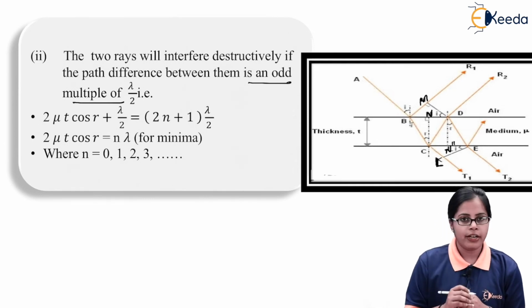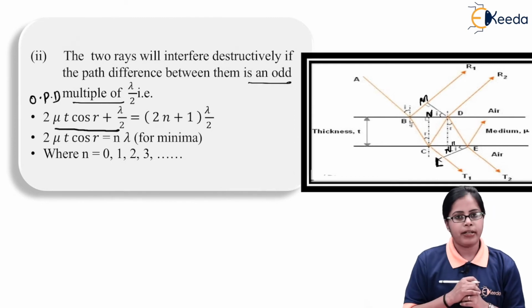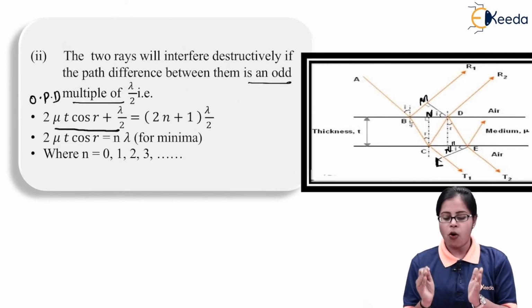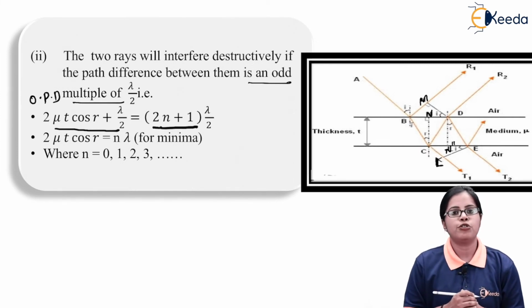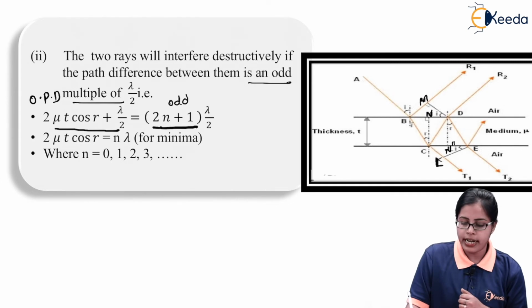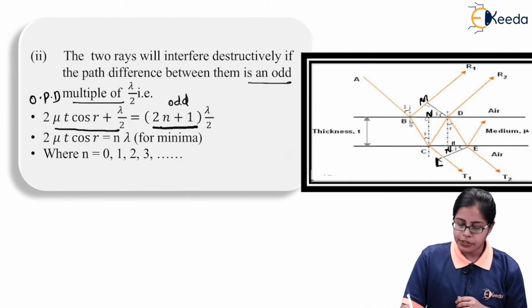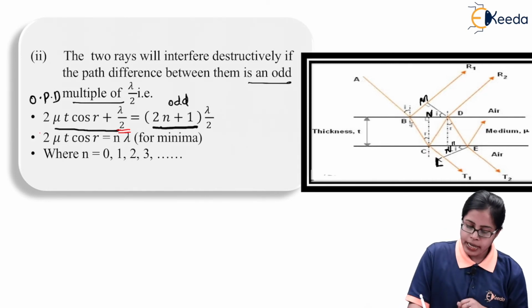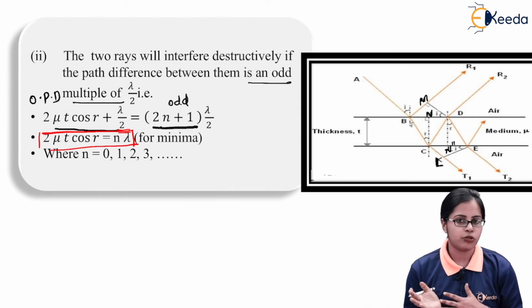So if you write the total value like this, 2 mu t cos r plus lambda by 2 is nothing but indicating that the total optical path difference is equal to an odd multiple of lambda by 2. Now if I want to write an odd multiple, odd is written as 2n plus 1. So this is nothing but indicating the odd multiple of lambda by 2. Again, if we solve this equation, that is 2n plus 1 lambda by 2, and this lambda by 2, ultimately we are getting the equation 2 mu t cos r is equal to n lambda, where n is starting from 0, 1, 2, 3, and so on.